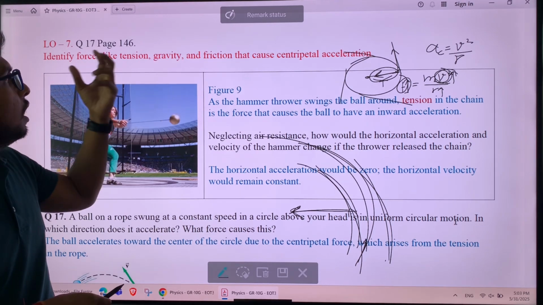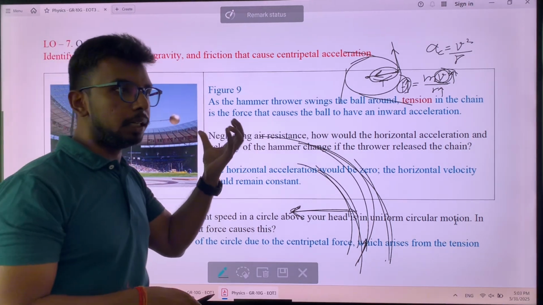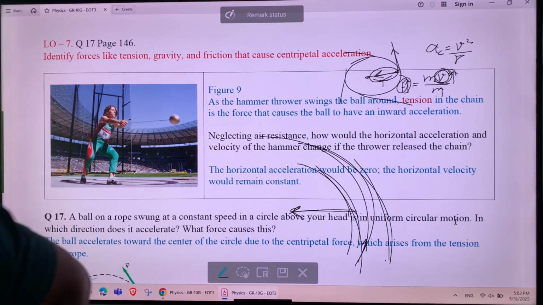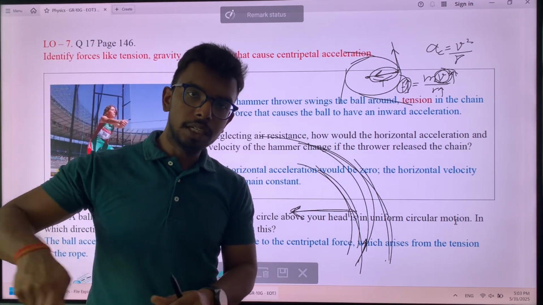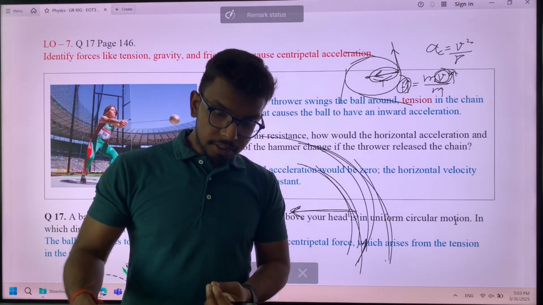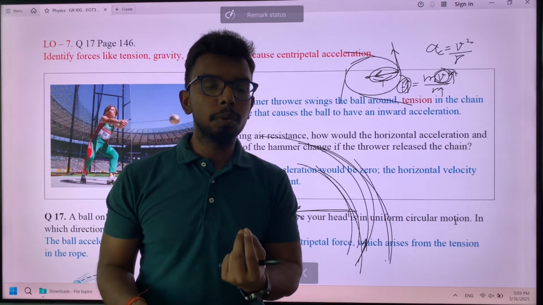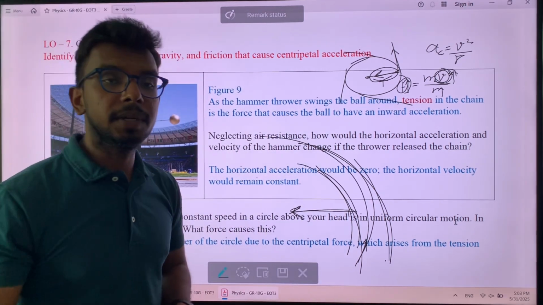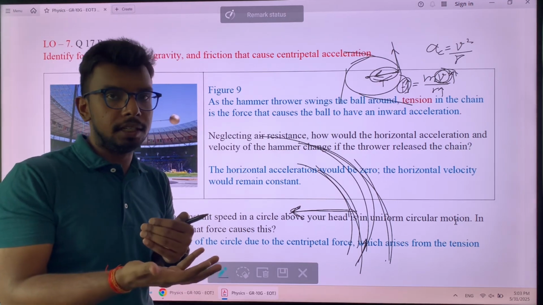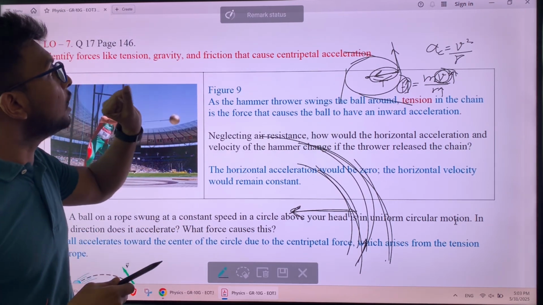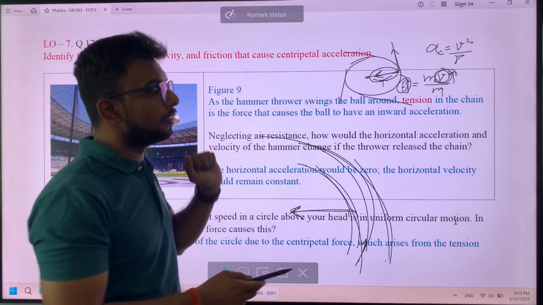Tension, friction, gravity. Gravity as well provides a centripetal force in some situations. For example, if I take this similar wire and I start moving it vertically down like this, at a certain point even gravity is also providing the centripetal force. So it is not just tension. It's tension and gravity, and sometimes tension opposite to gravity. Also, gravity also provides the centripetal force.